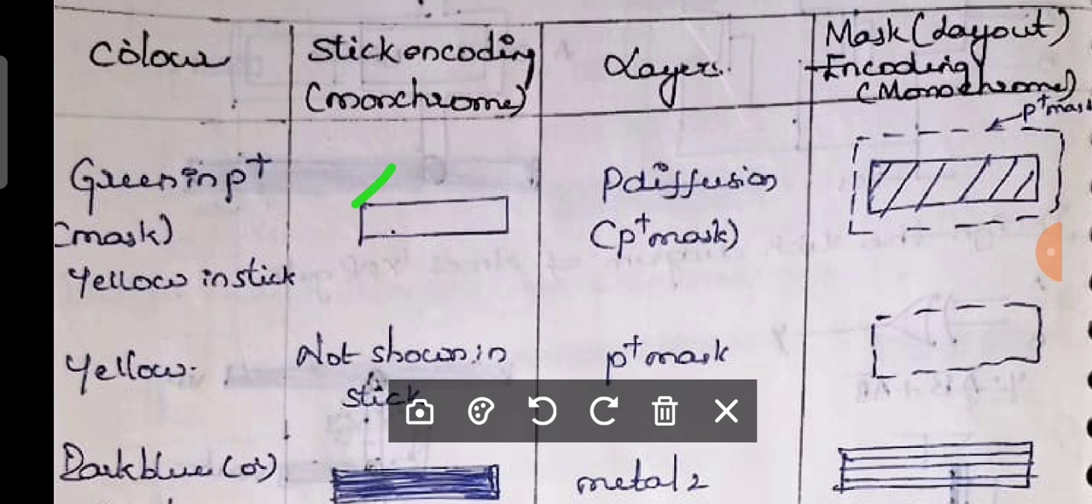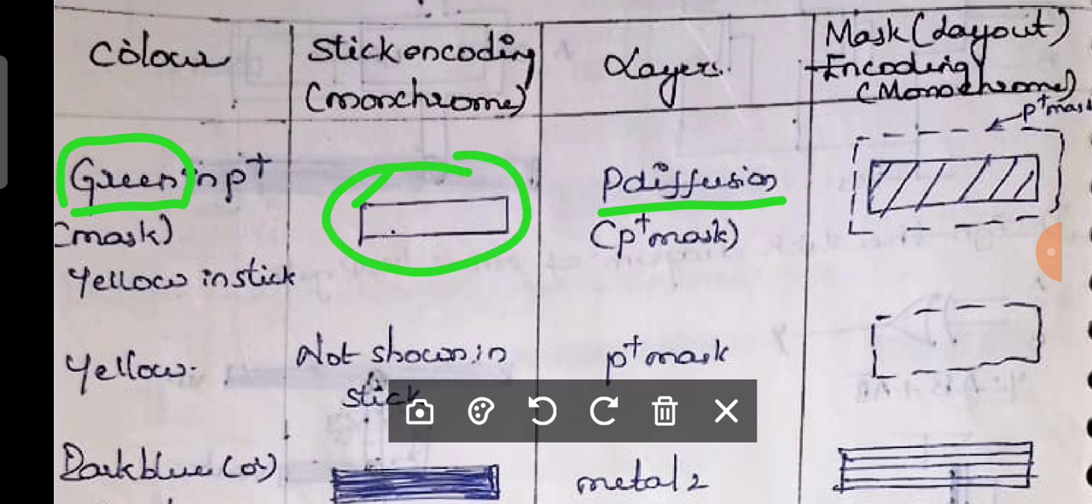Why? Because in NMOS we have seen the N diffusion representation. Is it clear? Now you can observe that in PMOS the P diffusion is represented with a color of what? Green. This is the way I have shown the representation of both N diffusion and P diffusion in stick diagram monochrome.